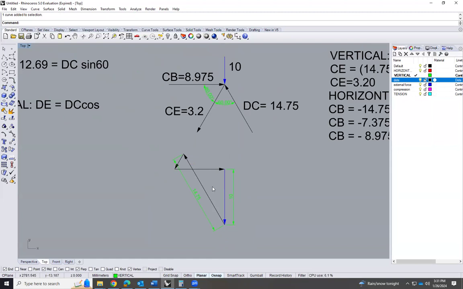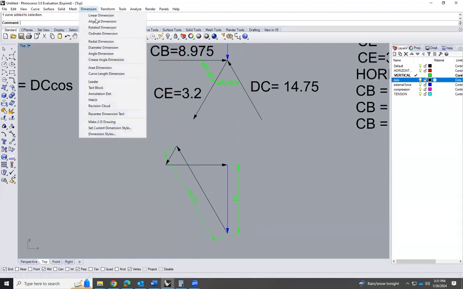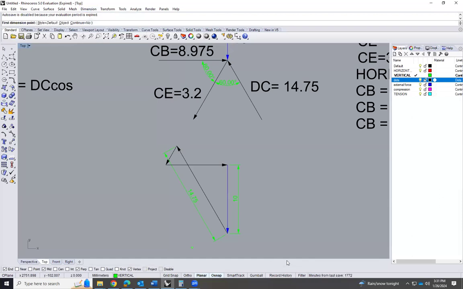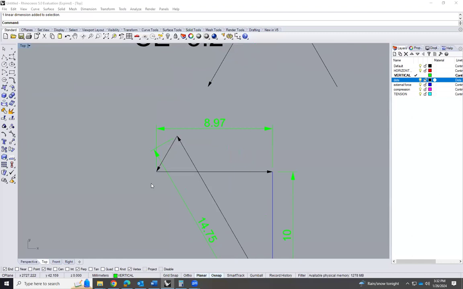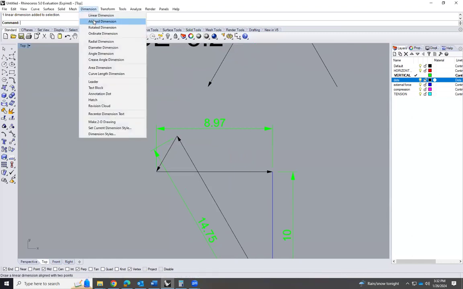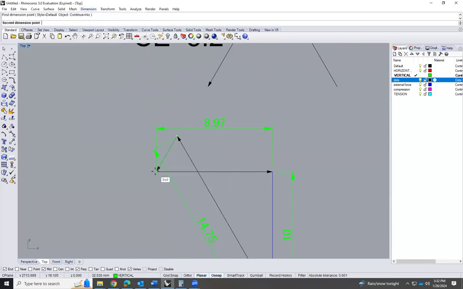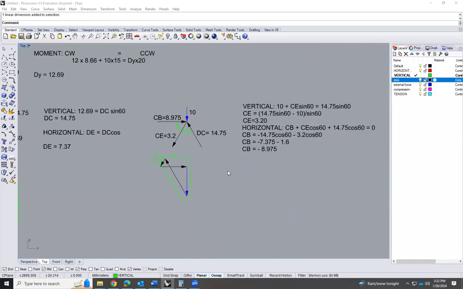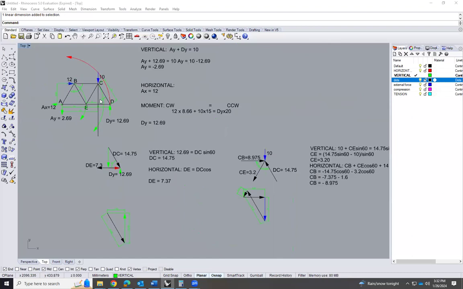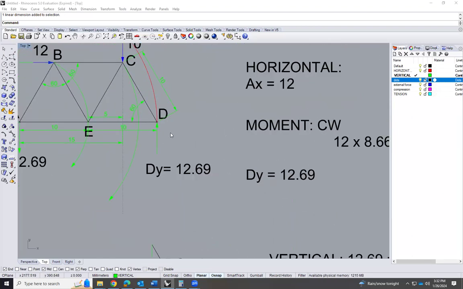I think it makes sense, but I want to make sure that I'm doing this okay. Dimension aligned. This is 8.97. And now I have to take that dimension aligned, this one and that one. It's 3.2. Okay. So I think this is a good criteria to understand what we are doing.